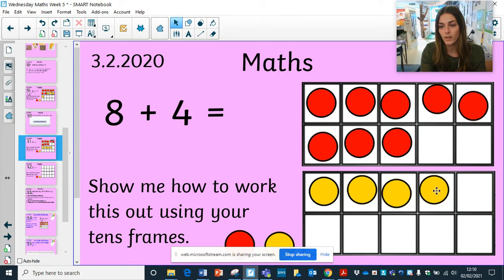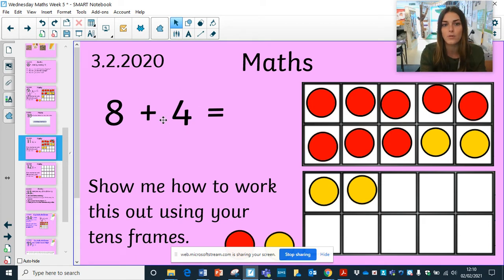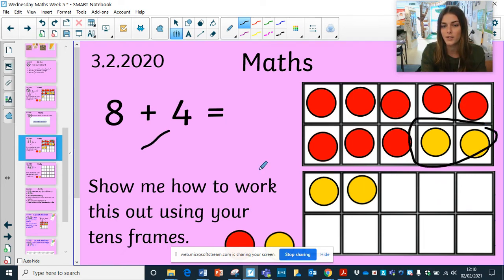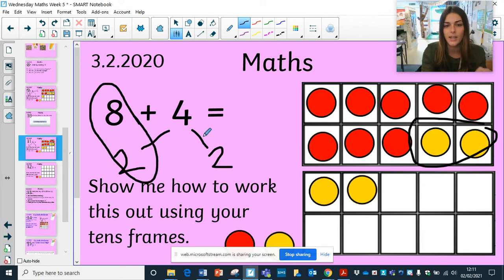Now, to make this 10, I need to partition this number 4. So I've partitioned that number 4 into a 2 and another 2. So I've got a 2 and I've got another 2. Okay, and the 8 and the 2 make 10. And then the 2 is what I'm left over with, okay?